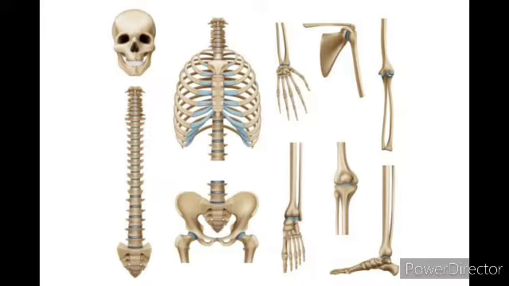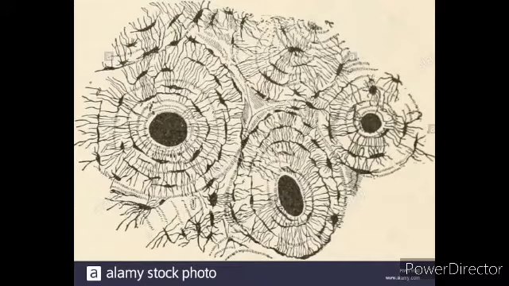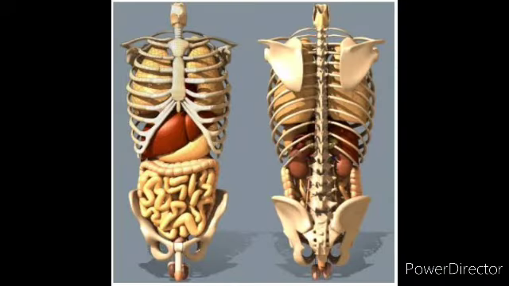Bone is another connective tissue. Bone cells are embedded in a hard matrix composed of phosphorus and calcium. It is a hard, porous tissue that anchors the muscles and protects the internal organs.